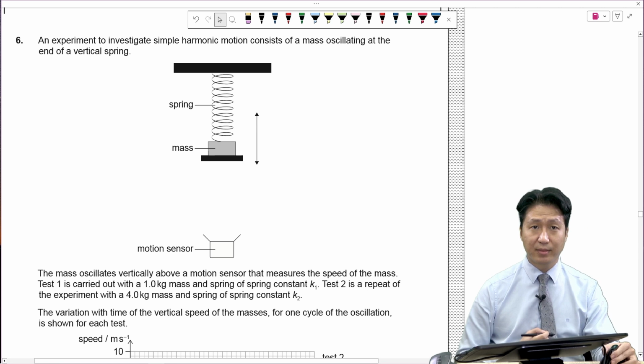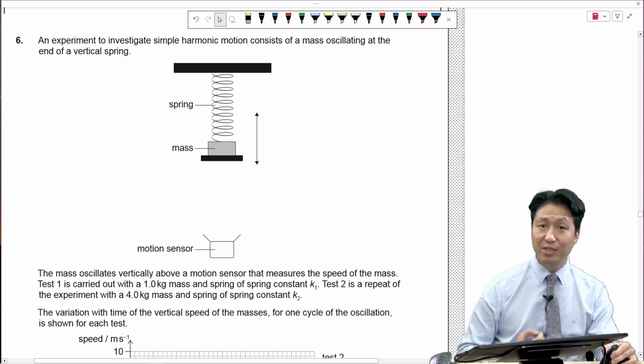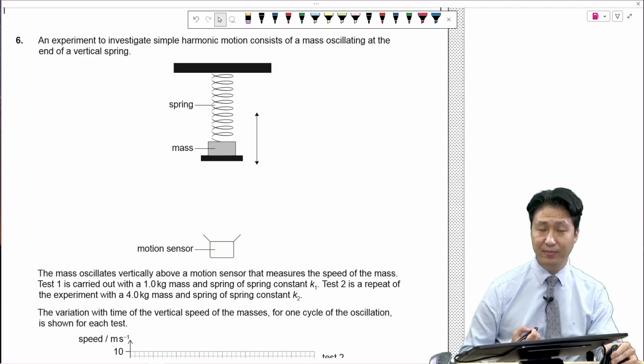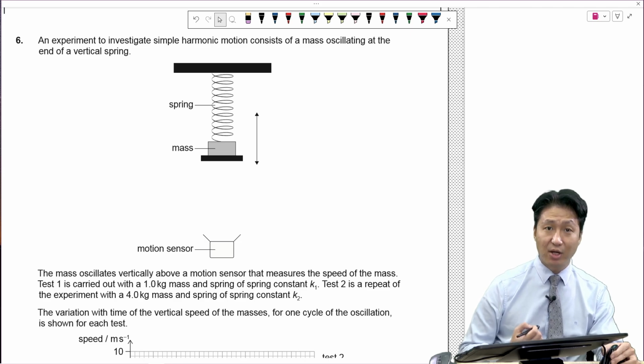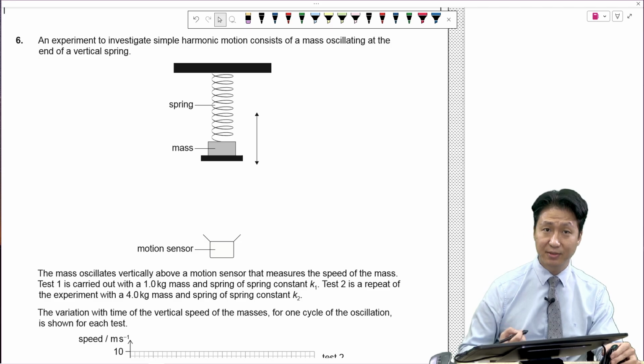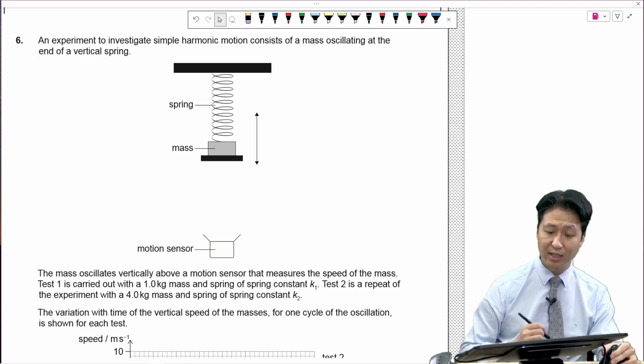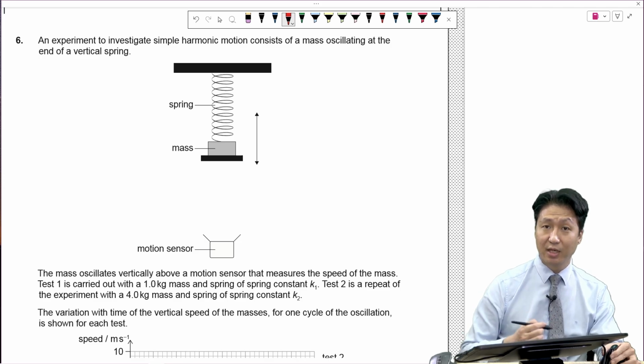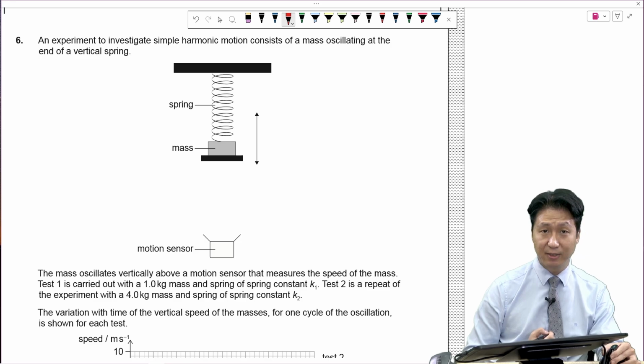Number 6. An experiment to investigate simple harmonic motion consists of a mass oscillating at the end of a vertical spring. The mass oscillates vertically above a motion sensor that measures the speed of the mass. Test 1 is carried out with a mass of 1 kilogram and a spring of spring constant K sub 1. Test 2 is a repeat of the experiment with a 4 kilogram mass and a spring constant K sub 2.